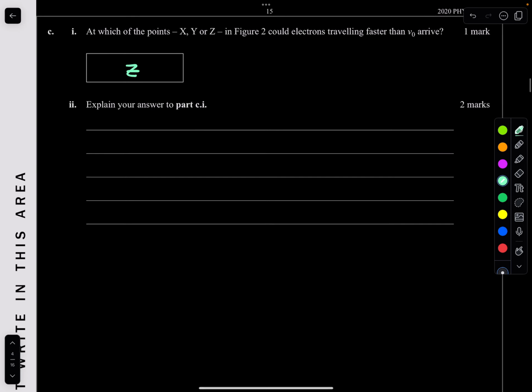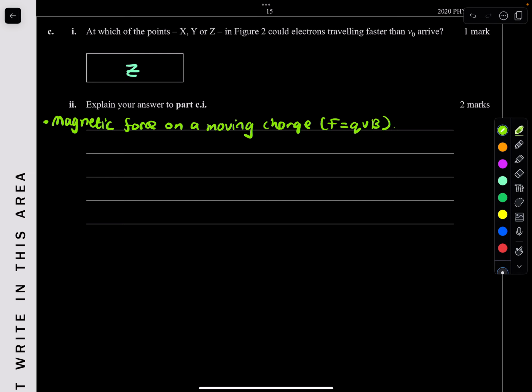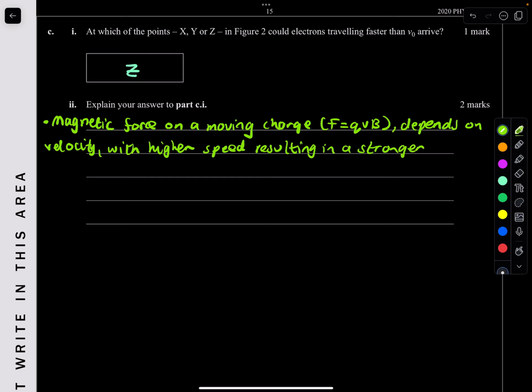And yeah, so let's write a nice, very detailed statement here. So let's say the magnetic force on a moving charge is given by force equals QVB, and so that depends on velocity, with higher speed resulting in a stronger magnetic force downwards.